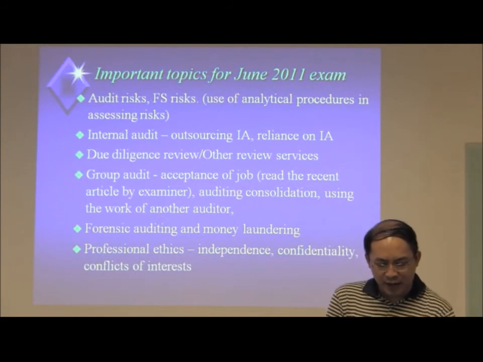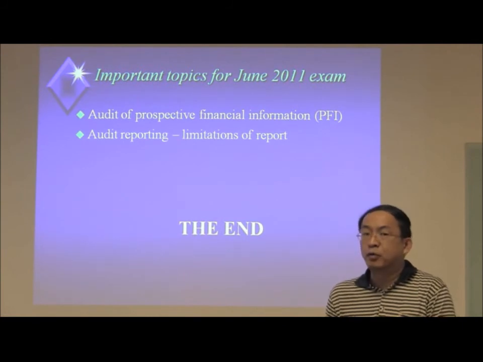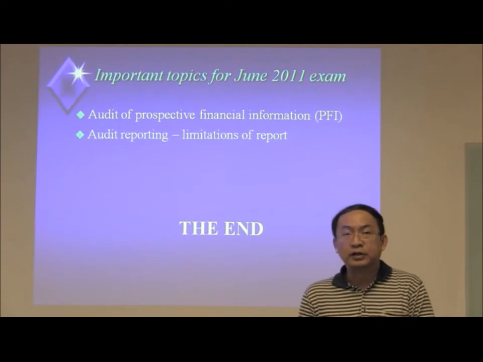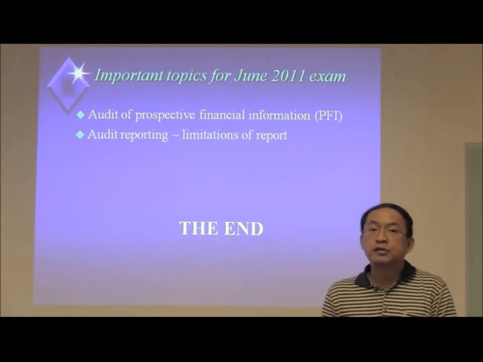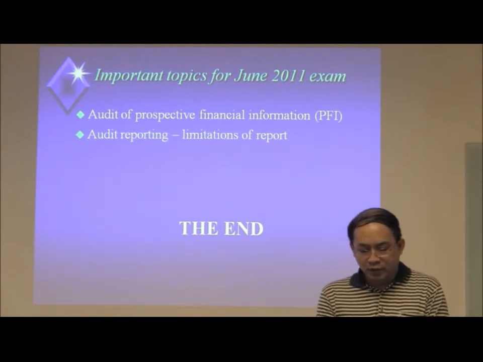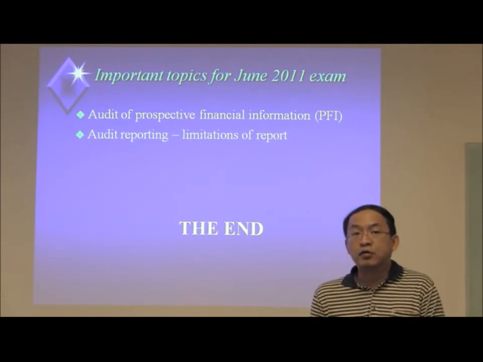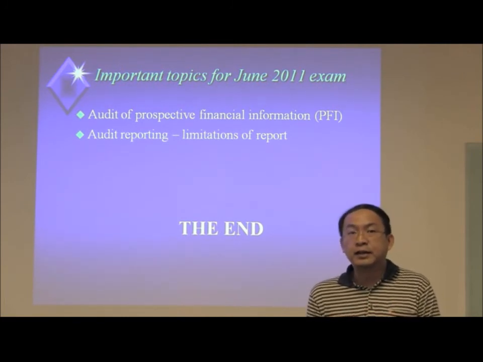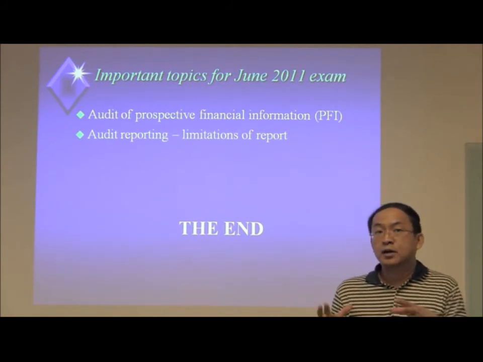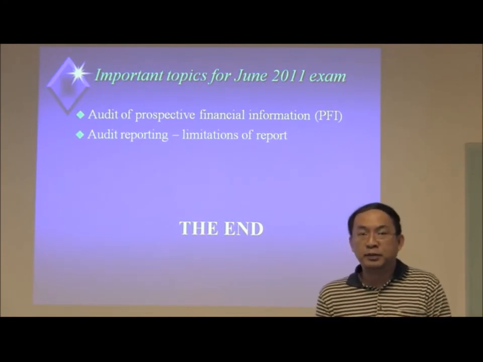Now, lastly, I will end up with these last 2 special topics for this June exam. You have a project on audit of PFI, prospective financial information, and the audit reporting. Now, for audit reporting, students should also be aware of the limitation of the audit report. Okay, so take a look at one of the past year papers relating to this. Given a scenario, you'll be asked what type of opinion you will be giving to this type of situation, or you may be asked, given an audit opinion, what is wrong with this opinion? Why is this opinion not appropriate, or is this opinion suitable for the scenario?